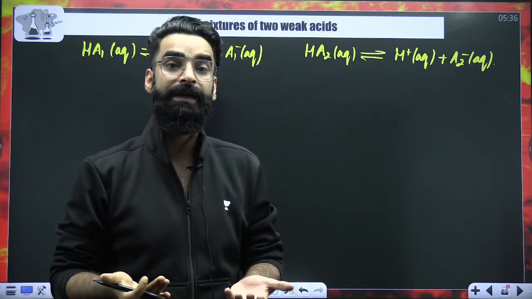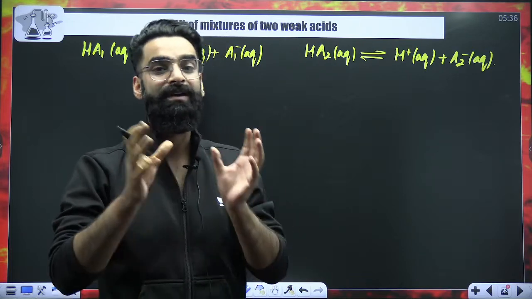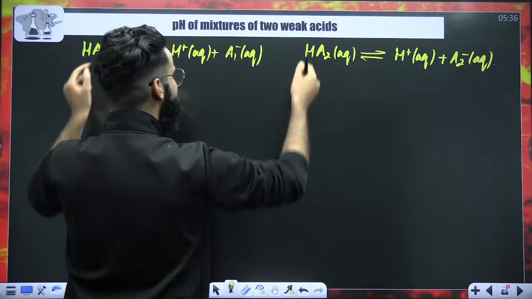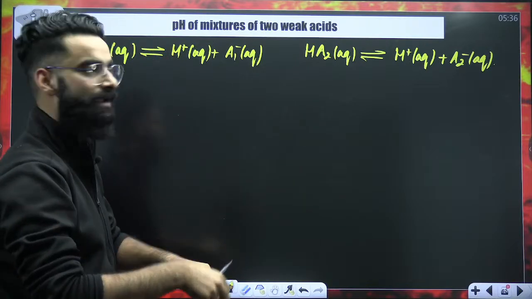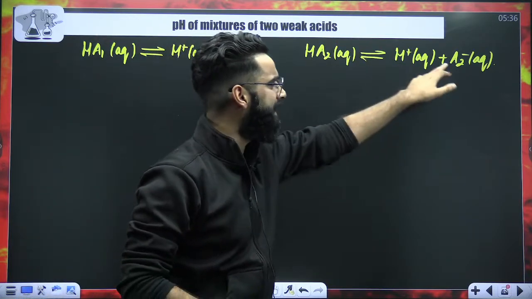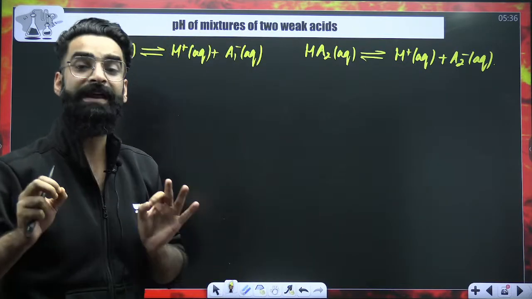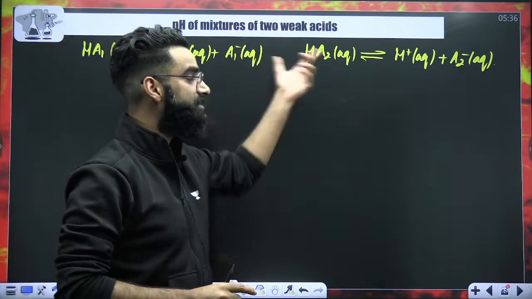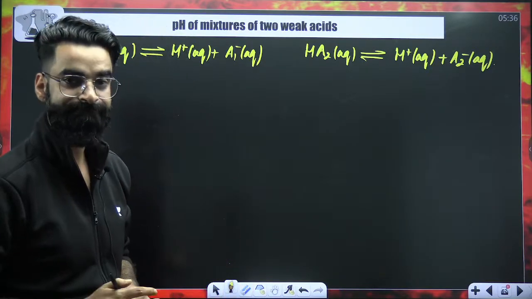How do you calculate the pH of a mixture containing two weak acids? Imagine that these two weak acids are present in the same container. This weak acid is in equilibrium with its ions, and even this weak acid is in equilibrium with its ions. What I need to calculate is the pH of the mixture that contains these two weak acids.